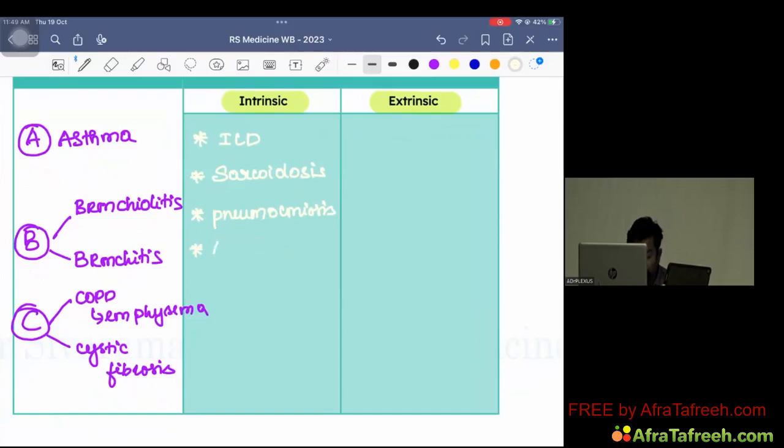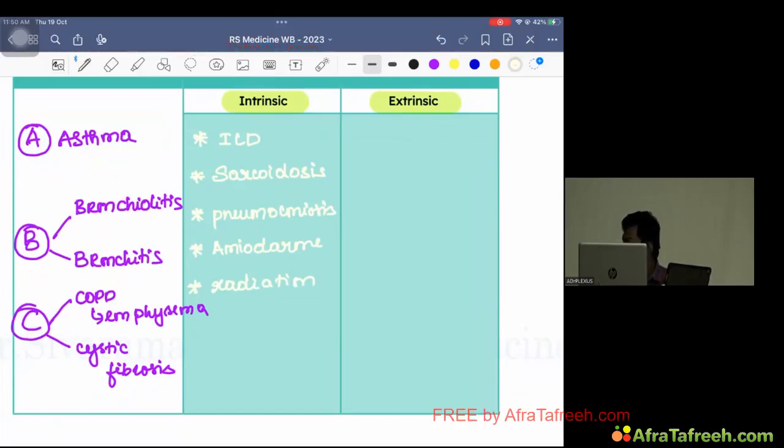Then next, you give a drug and the drug causes fibrosis, amiodarone. Or the patient undergoes radiation, and radiation causes fibrosis of the lung. So all these causes are intrinsic restrictive lung disease.